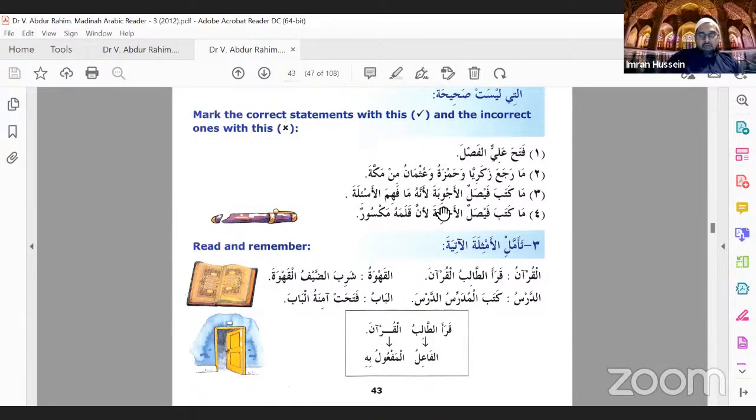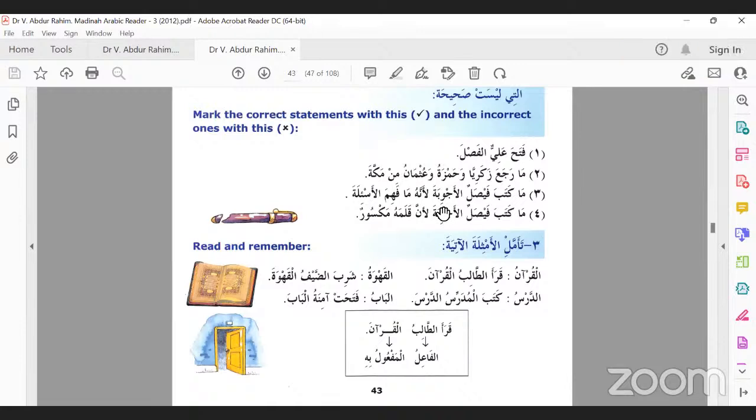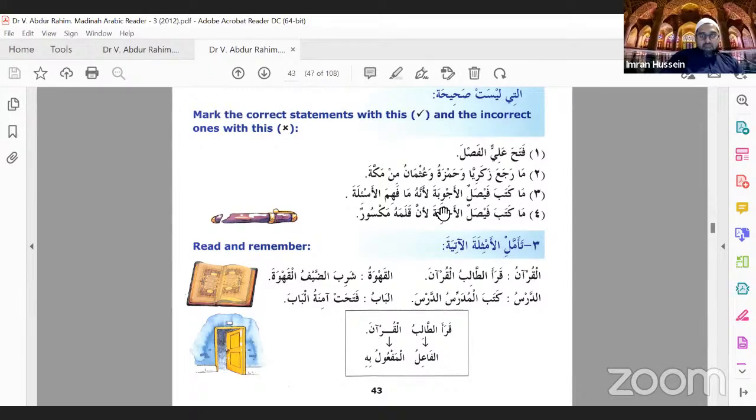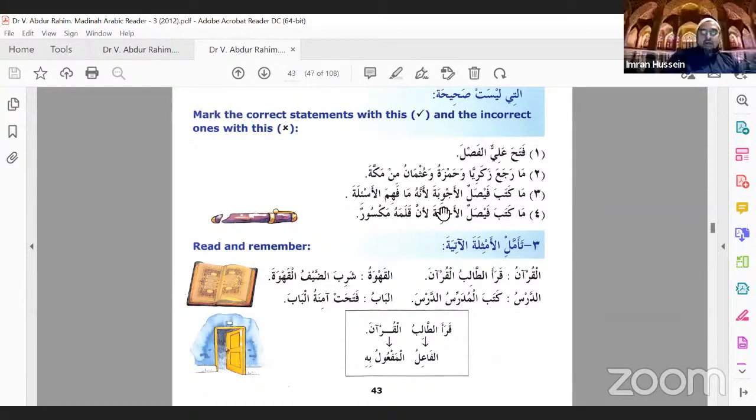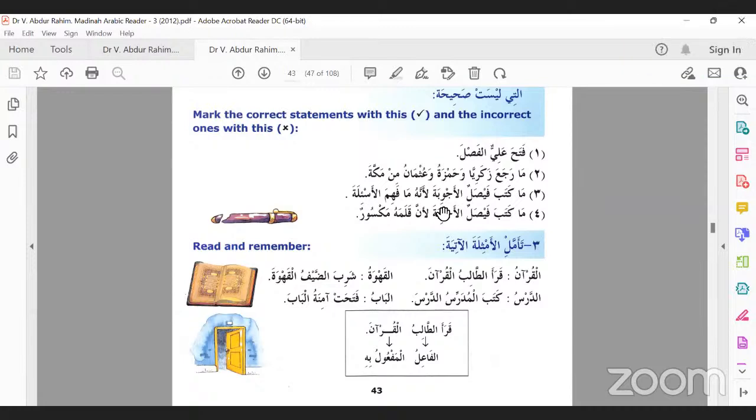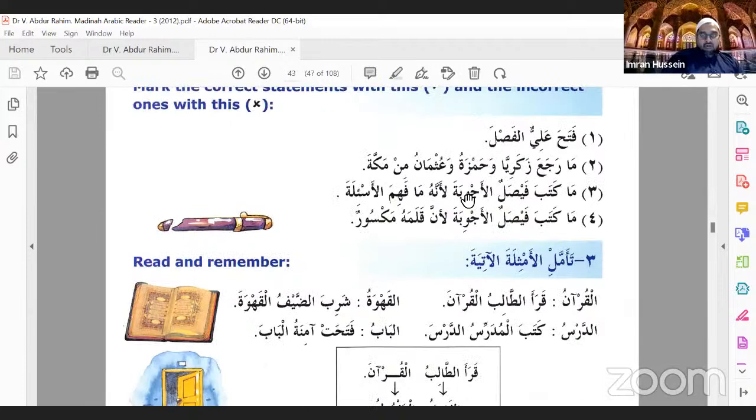ما رجع زكريا وحمزة وعثمان من مكة. When ma comes with a verb, it means not. Zakaria and Hamza and Usman did not return from Makkah. Correct. Number 3 and 4.